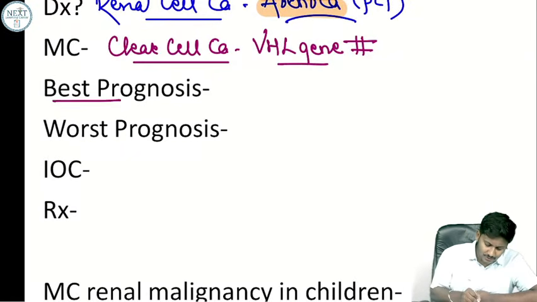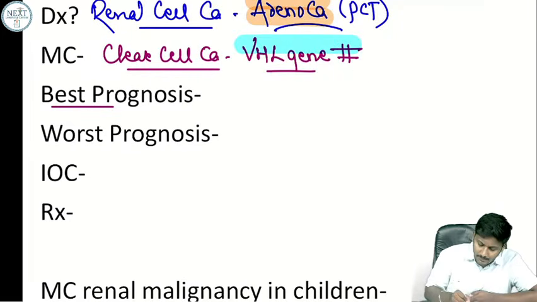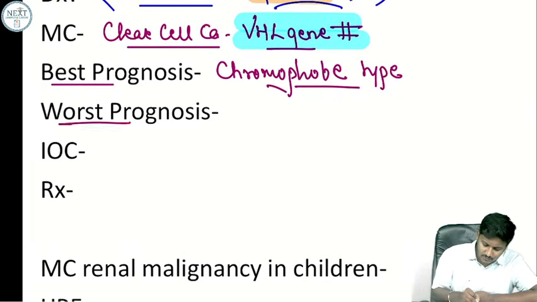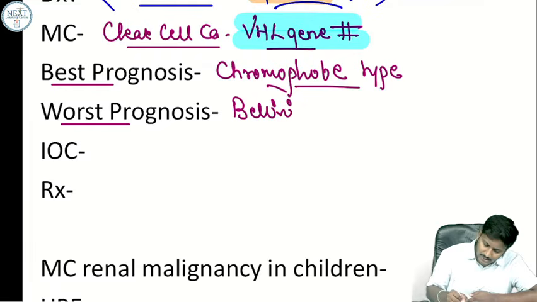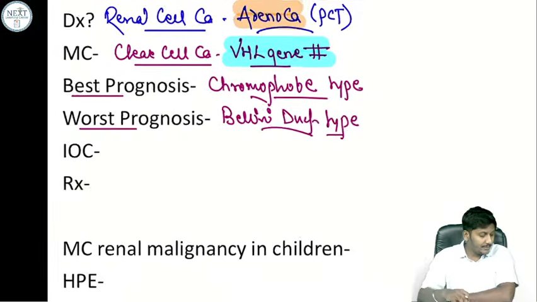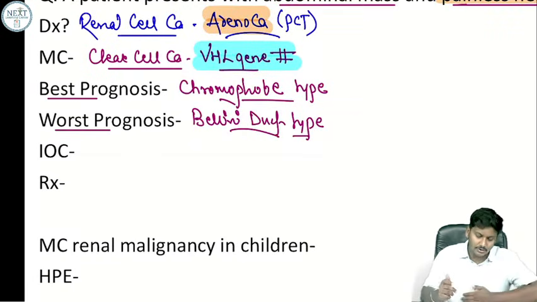If they ask you best prognosis among all the subtypes of renal cell carcinoma, beta, yaad rakhna that the best prognosis is usually seen with the chromophobe variety. So the chromophobe type of renal cell carcinoma beta is going to have the best prognosis, whereas worst prognosis is usually seen with the collecting duct cancer beta. So collecting duct carcinoma is going to have the worst prognosis among all the subtypes of renal cell carcinoma.